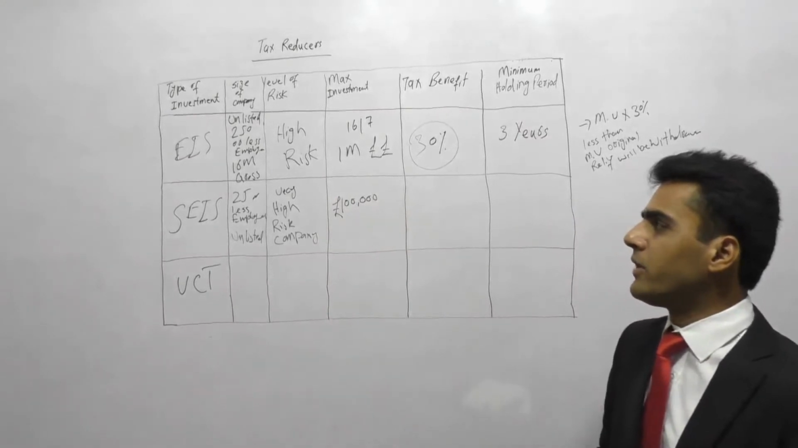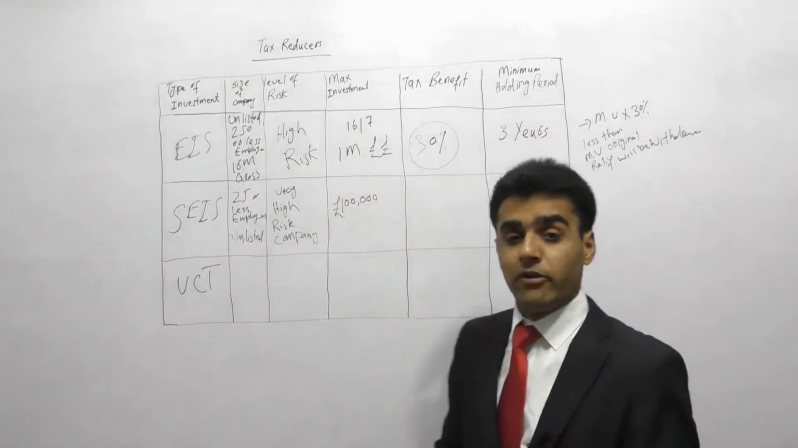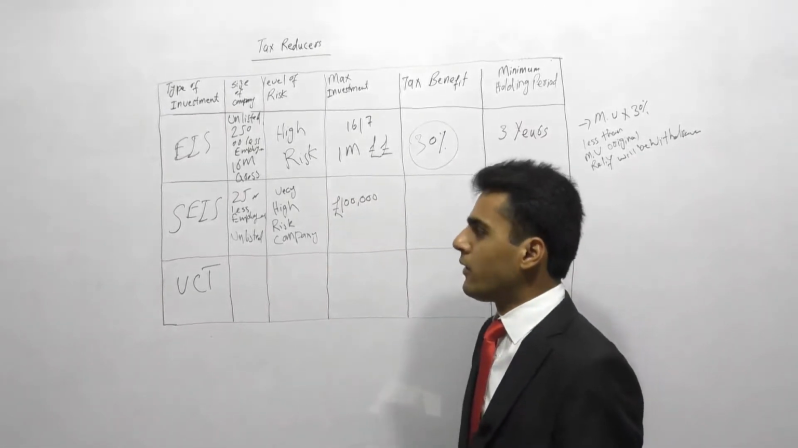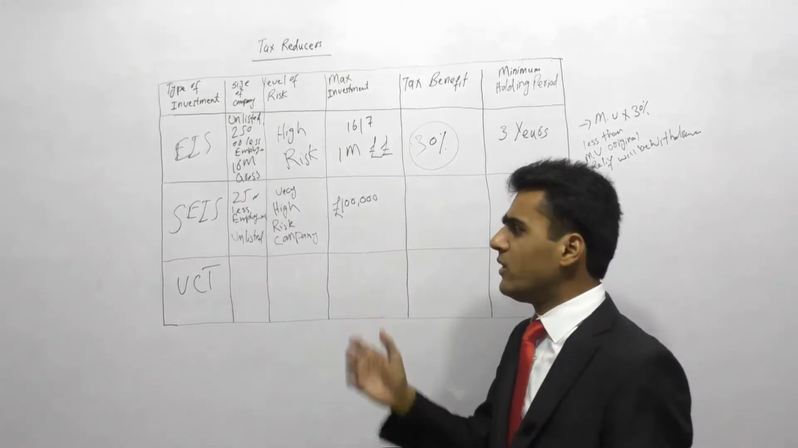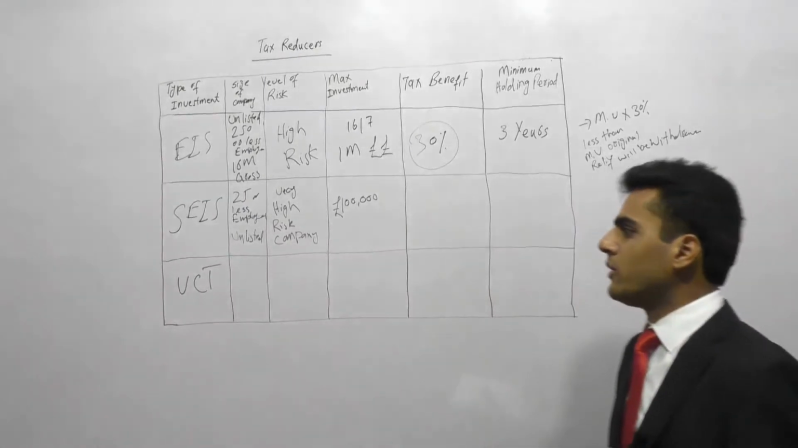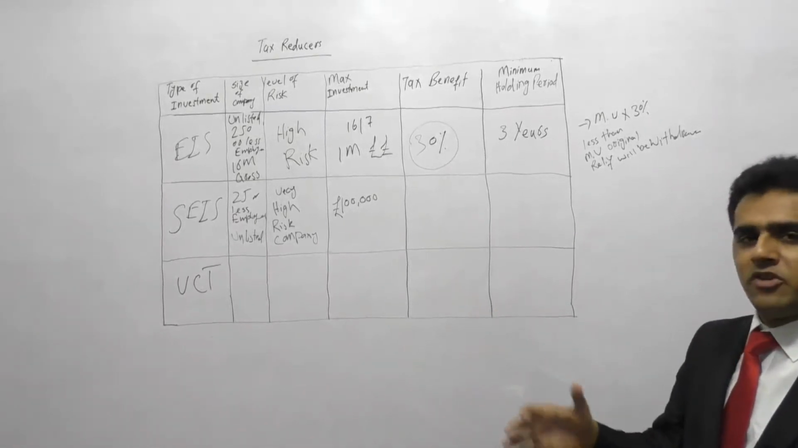Even that was a high risk company, but it is more high risk than that one, because it is not only unlisted, but it has only got 25 employees. All right, so I hope you would appreciate the fact.